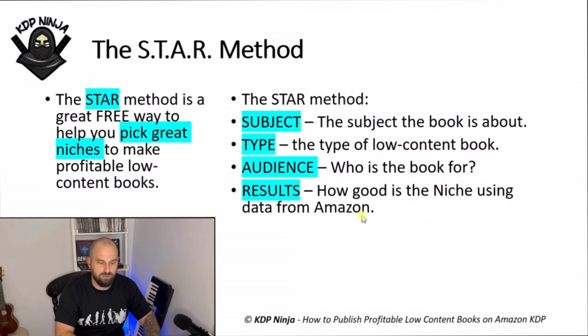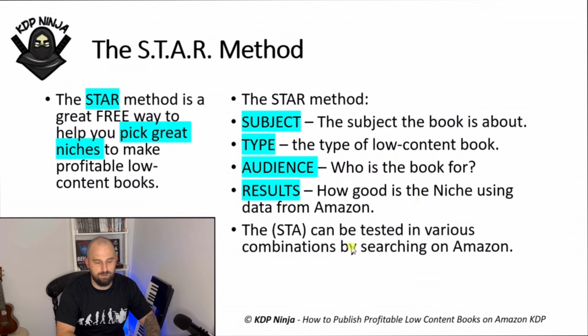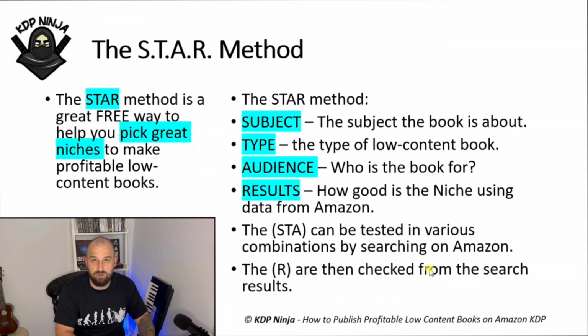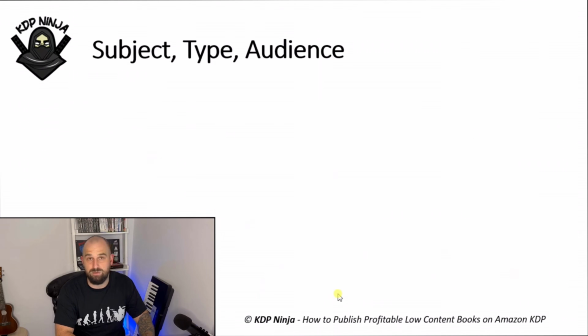And then the results is how good that particular idea is from the data that we get back from Amazon, okay? So the STA, subject, type and audience, can be tested in various combinations by searching on Amazon. And the results that are generated from the testing of those combinations, we can then assess to see if that's a particularly good area to explore.